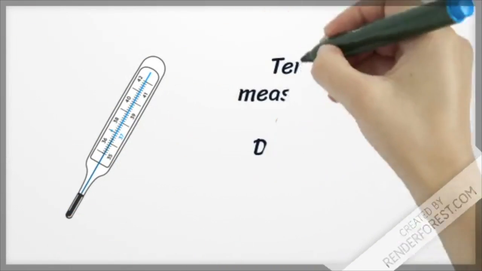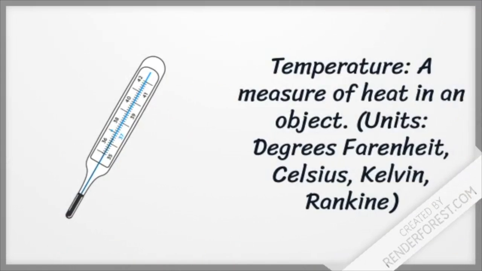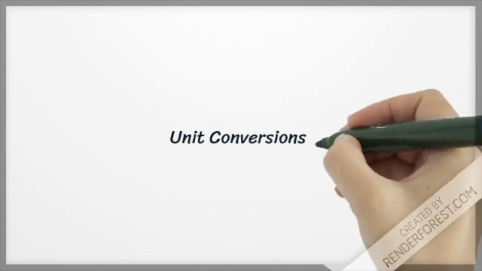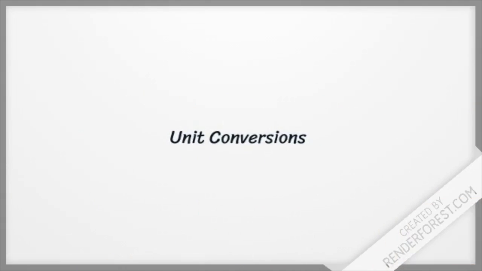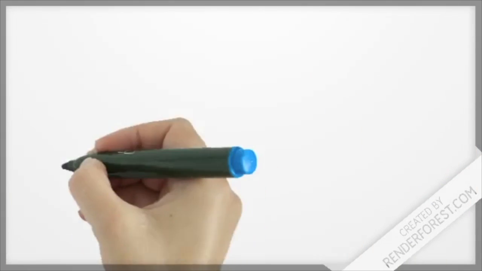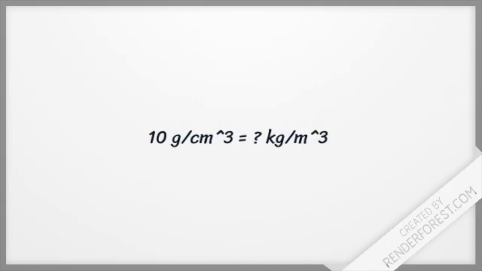Lastly, temperature. This is the measure of heat in an object, and we use many units such as Fahrenheit, Celsius, Kelvin, and Rankine. Now let's talk about some unit conversions. Let's try converting 10 grams per centimeter cubed to kilograms per meter cubed.